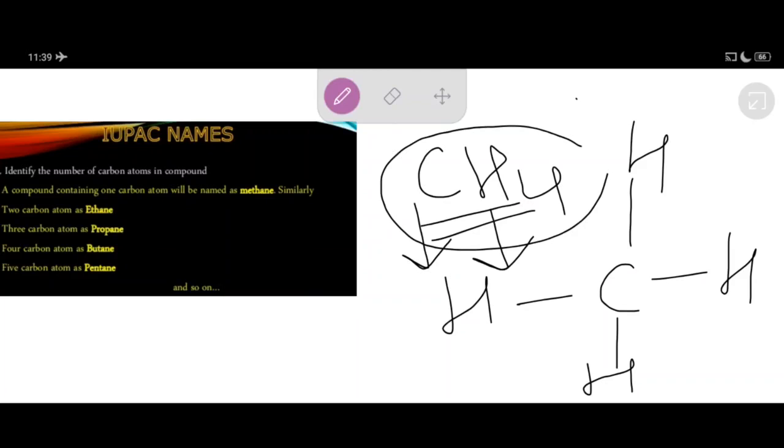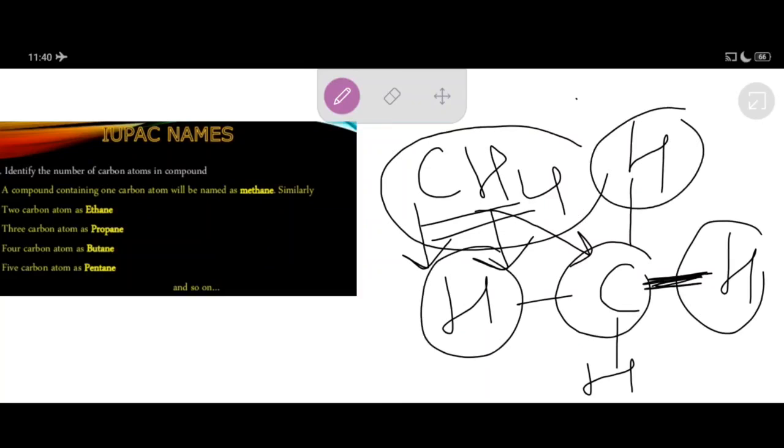This compound contains one carbon atom, and there are carbon-hydrogen single bonds. I told you that when you see a compound containing carbon single bonds, you are supposed to write the word "ane" after the stem. That was the second rule, my dear students. First rule, you have to identify how many carbons this compound contains. This compound contains one carbon atom, and there are carbon-hydrogen single bonds, which means this is a saturated hydrocarbon, my dear students.